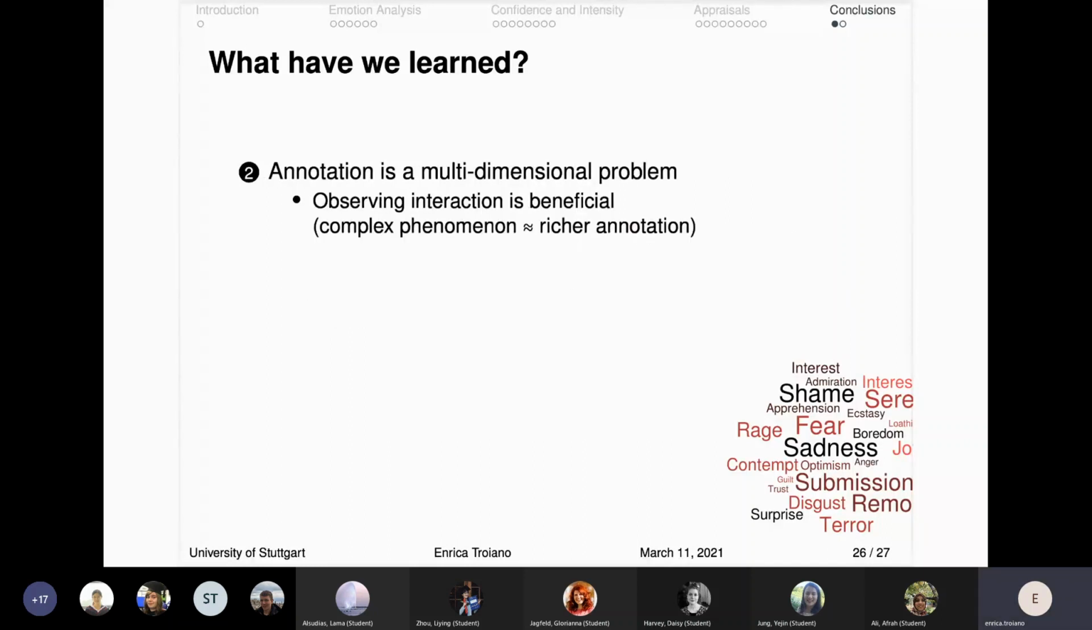Another lesson we learned is that annotation is a multidimensional problem. Usually in annotation studies, we ask people to annotate only individual dimensions, but it is most often the case that decisions involve multiple levels of information. And I think this is why we found that confidence and intensity are correlated, and also why we found that giving additional information to the annotators allowed them to annotate appraisals better.